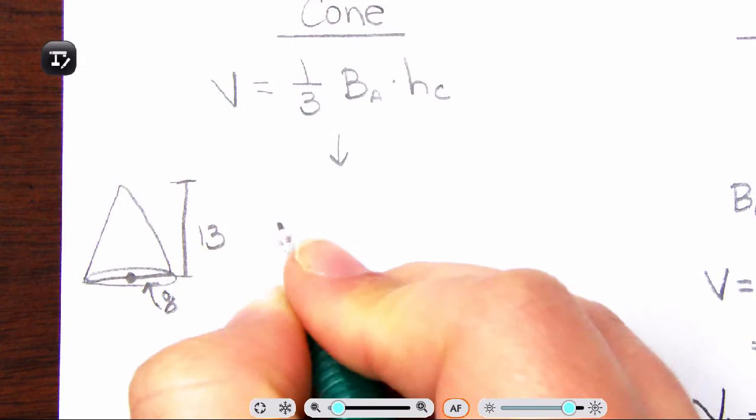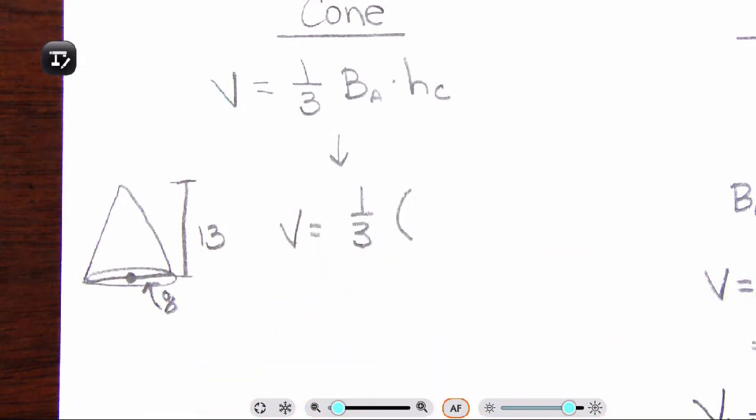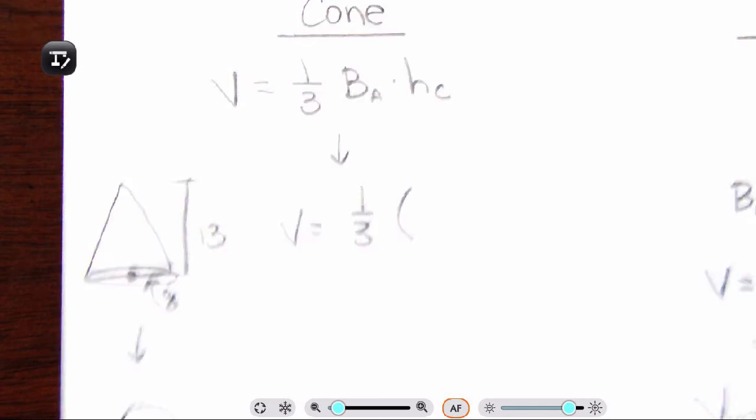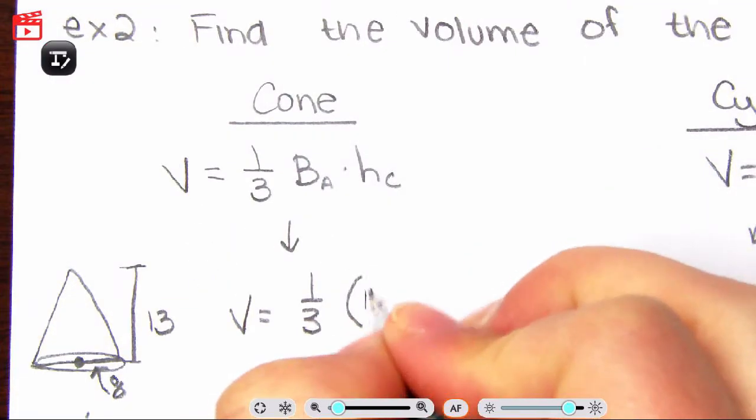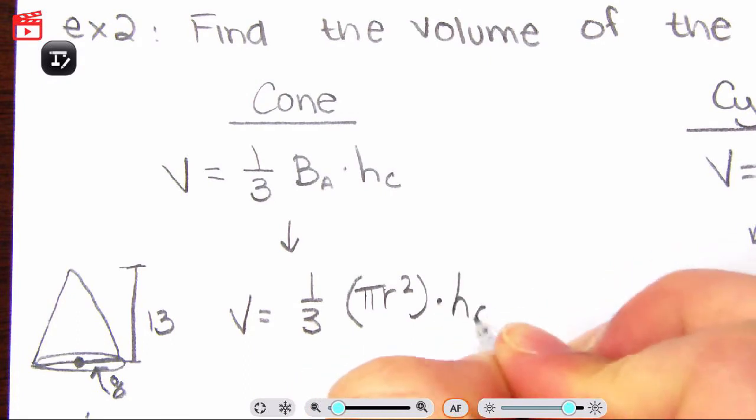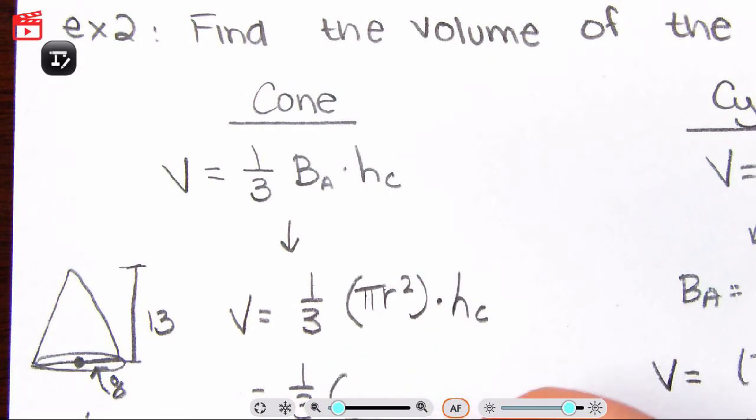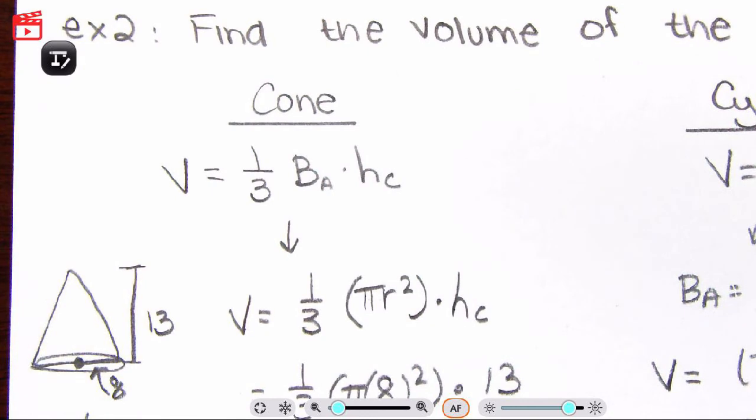So let's go ahead and solve for the volume now. 1/3 times the area of the base. Well, what is the base? The base is a circle. How do we find the area of a circle? Pi r squared. So let's plug that in. Area of the base is pi r squared times the height of the cone. So we have 1/3 times pi r, which is 8, squared, times the height of the cone, we said is 13. So we have 1/3 of 64 pi times 13. Let's see if 64 can be divided by 3 evenly. It cannot, so I'm just going to multiply everything out. 64 times 13 divided by 3.